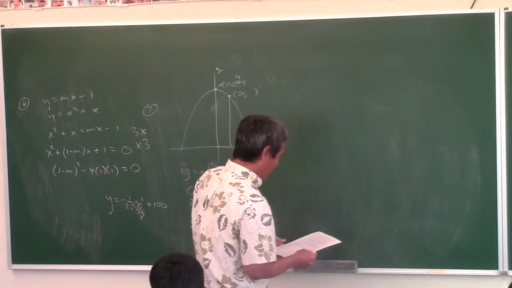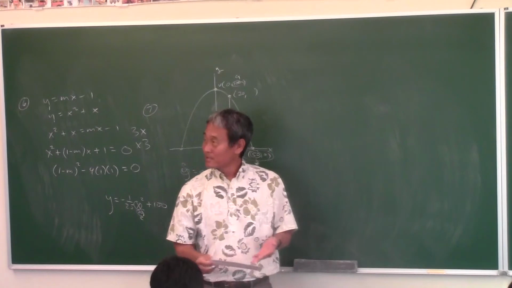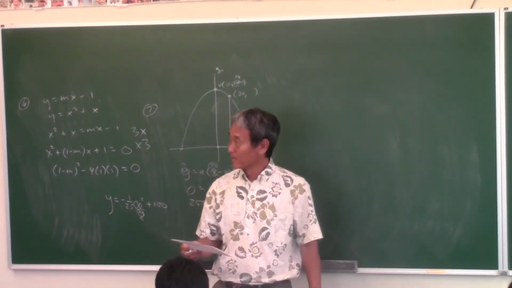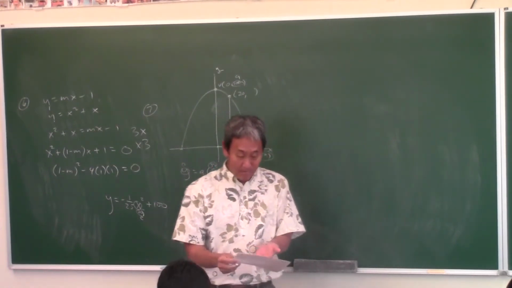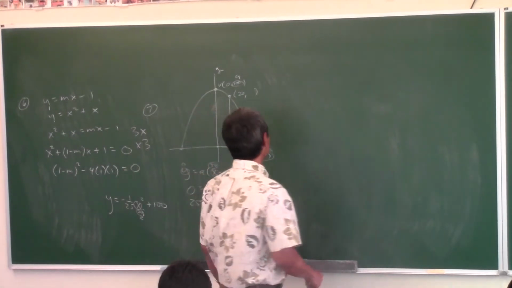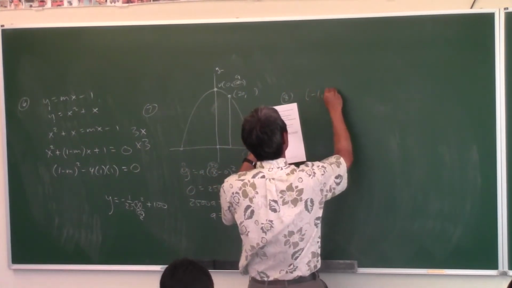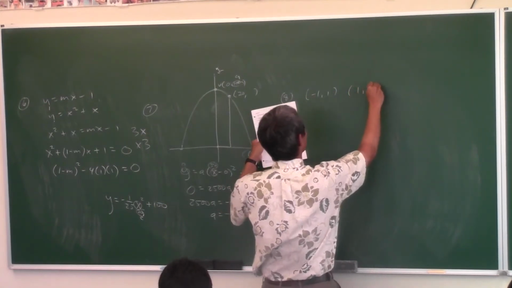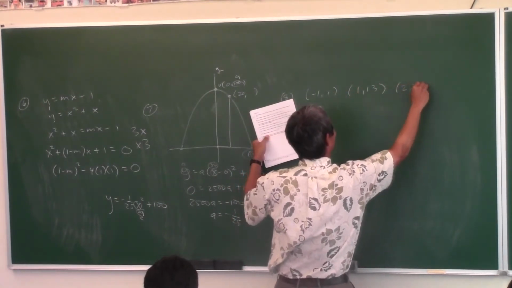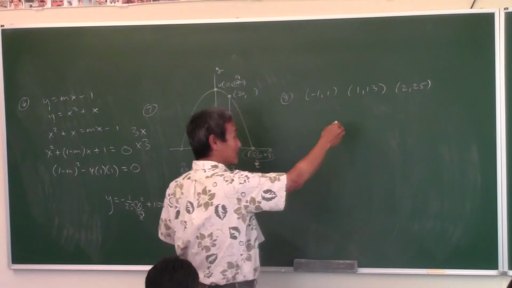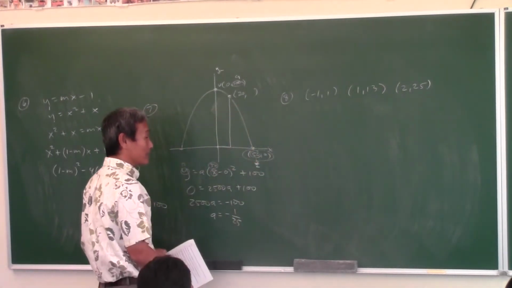Okay, number 8. Did somebody write number 8 on the board? This is the same problem. Okay, let's do it. You have 3 points: (negative 1, 1), (1, 13)... I'm telling you right now, this is on the test. This is one of the problems on the test. You're going to prove to me that you can do it.